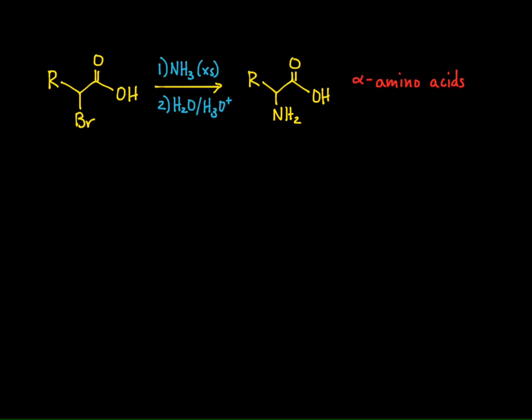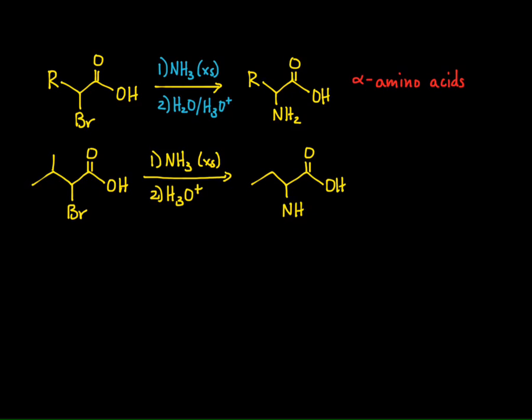And this is a simple substitution reaction, right? We've seen substitution reactions of alkyl halides with amines before. This is a typical substitution reaction. So as an example, I can use this particular alpha bromo carboxylic acid, treat it with ammonia, followed by an aqueous acidic workup, and I generate this structure right here. And this structure is valine. So this is one of our essential amino acids.